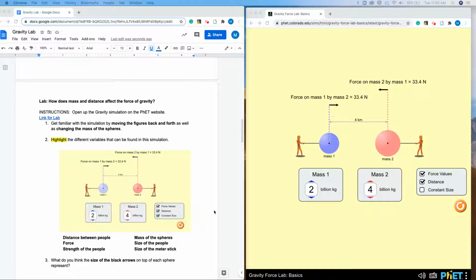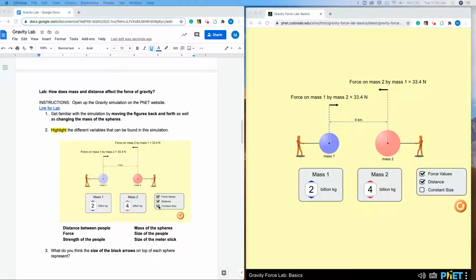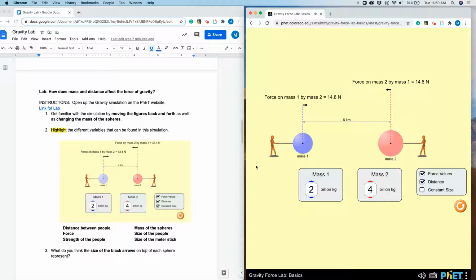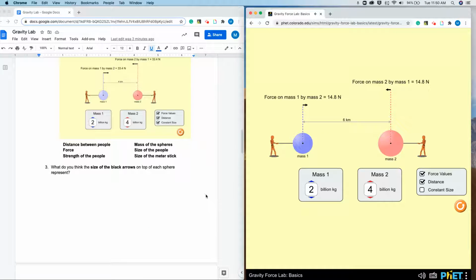Once you've gone back to the lab and clicked it and it's opened here, you're going to again highlight the variables that you can change in this simulation. So you can drag. What are some of the things that you can change? You're going to highlight those.